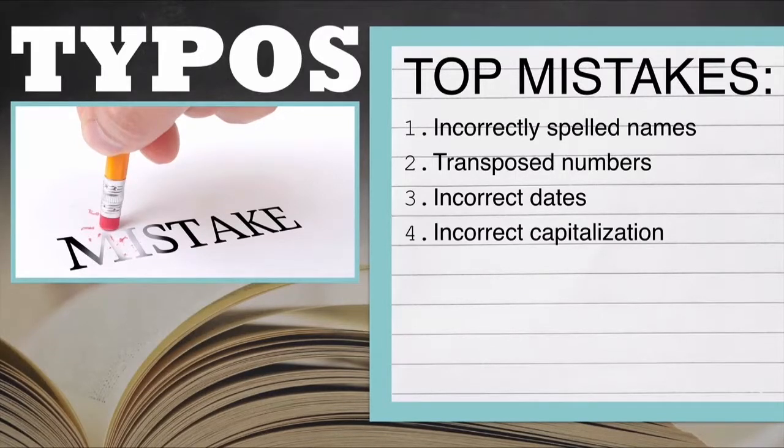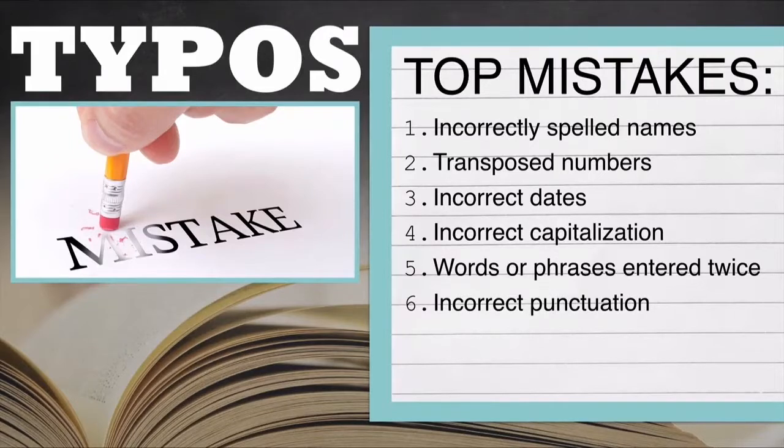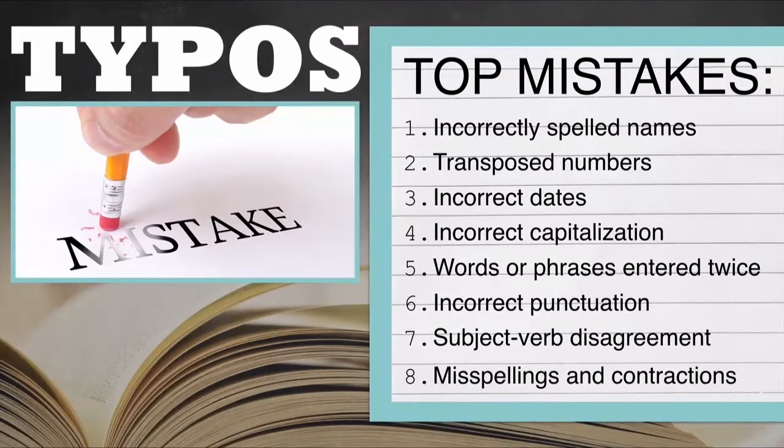Capitalization, of course, that's something that really makes you look unprofessional if you don't capitalize the proper words, so look for that. Words or phrases entered twice. This happens a lot where we type the same thing twice. It often happens with smaller words like to or on or a. Those are words that you'll often see, so watch out for those. And then just incorrect punctuation in general. Subject-verb disagreement. So again, these are all kind of grammatical errors. And then, of course, misspellings and contractions. So those are all things to look out for in terms of typos.